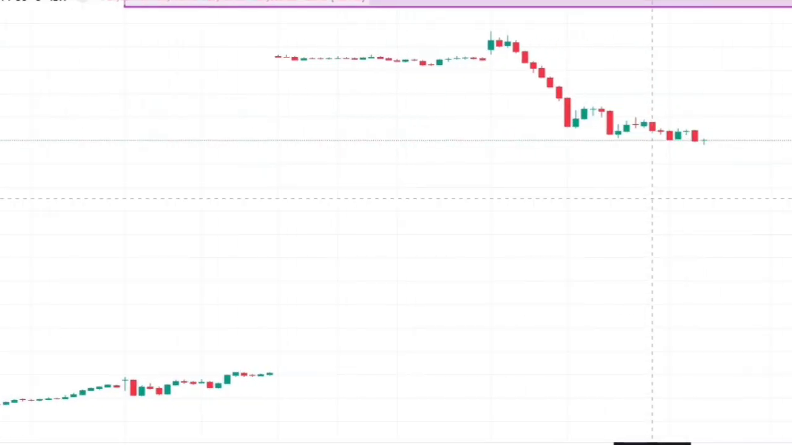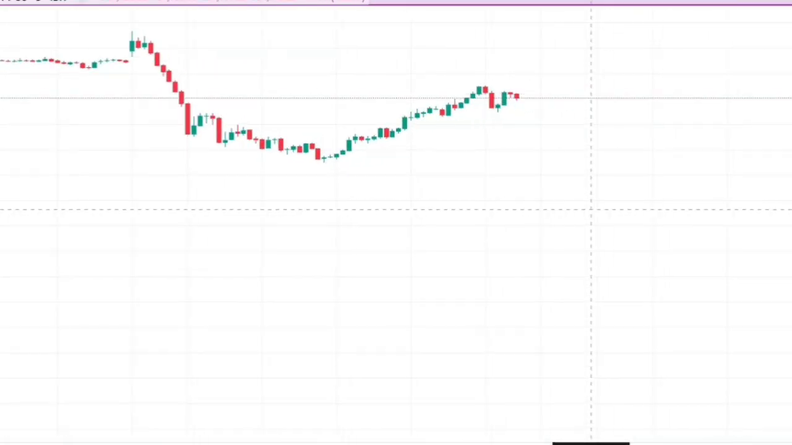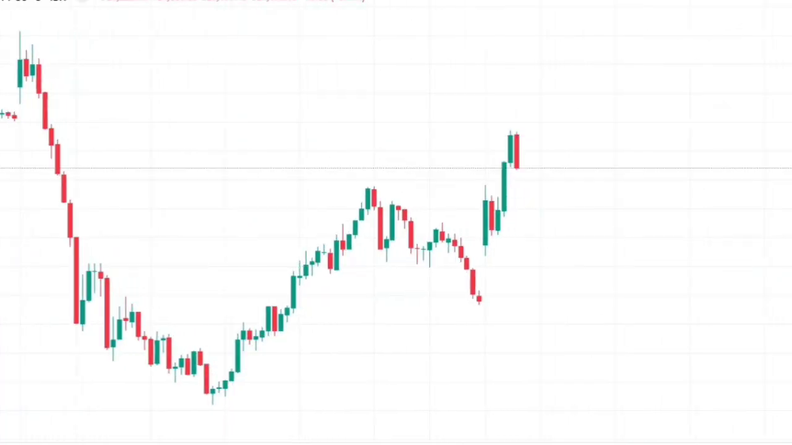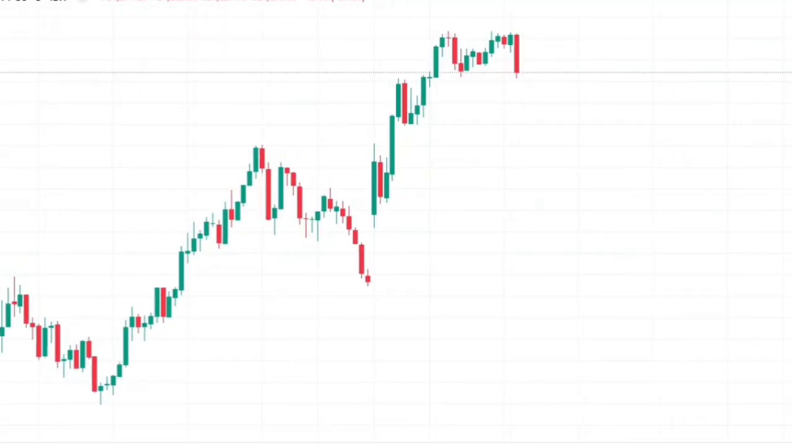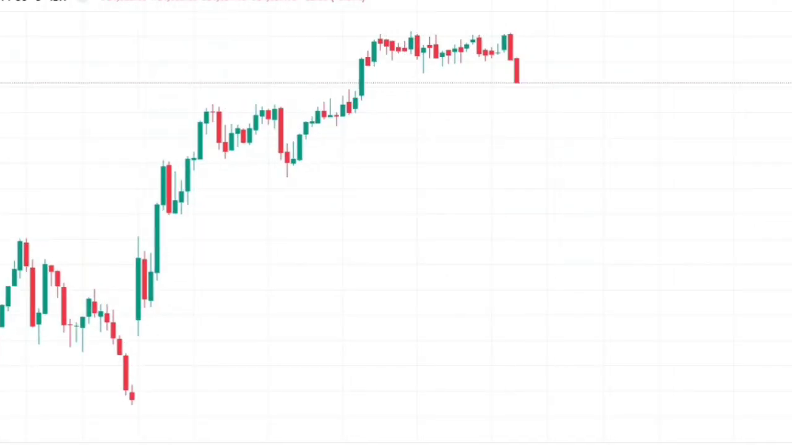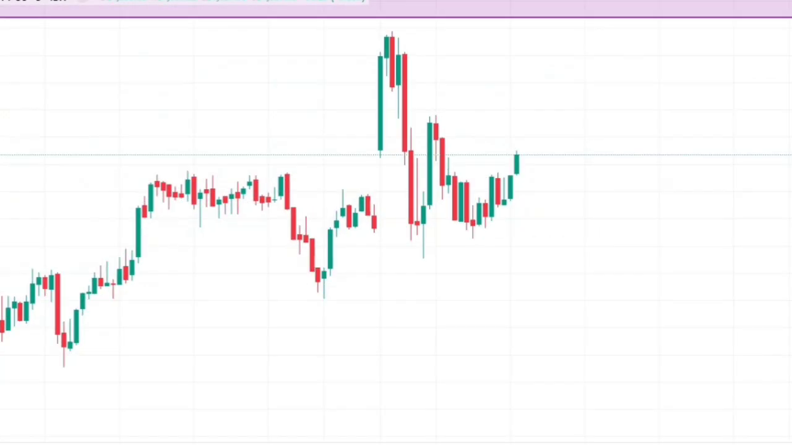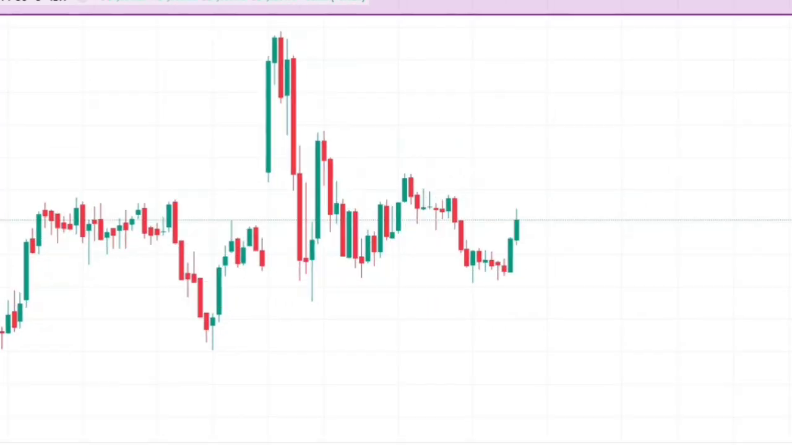90% of retail traders lose money. Why? Because they are buying when they should be selling, and selling when they should be buying. They are chasing price while the smart money, the institutions, the banks, are the ones moving it. So how do you stop chasing and start anticipating? You master the oldest law on earth, supply and demand.